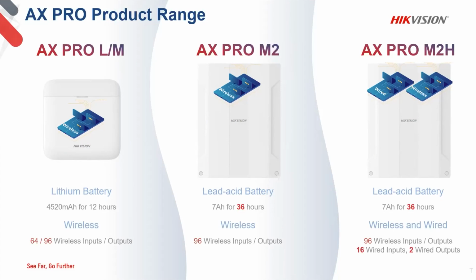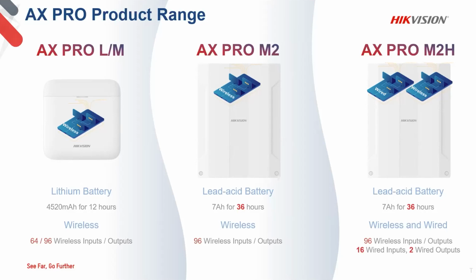If you go towards M2, which is in the middle, it can give you backup up to 36 hours with 96 wireless inputs and outputs. Finally, M2H again has 36 hours, but it supports wireless and wired, which is a kind of hybrid system. You can go up to 96 wireless inputs or outputs, and on top of that, you can have 16 wired inputs and 2 wired outputs. This is very good if you have existing wired sensors that you want to integrate with the new system that you are deploying.